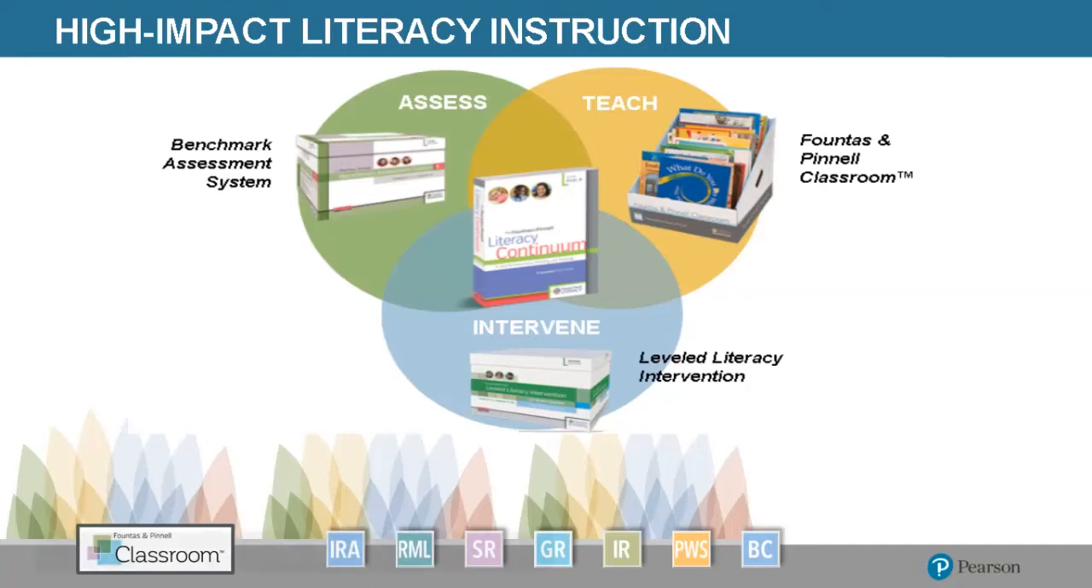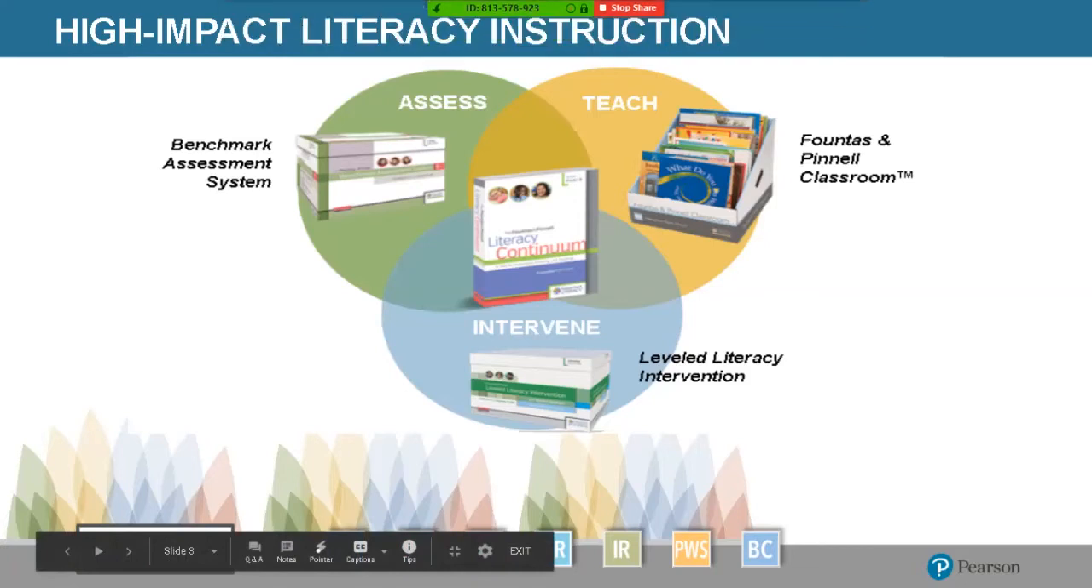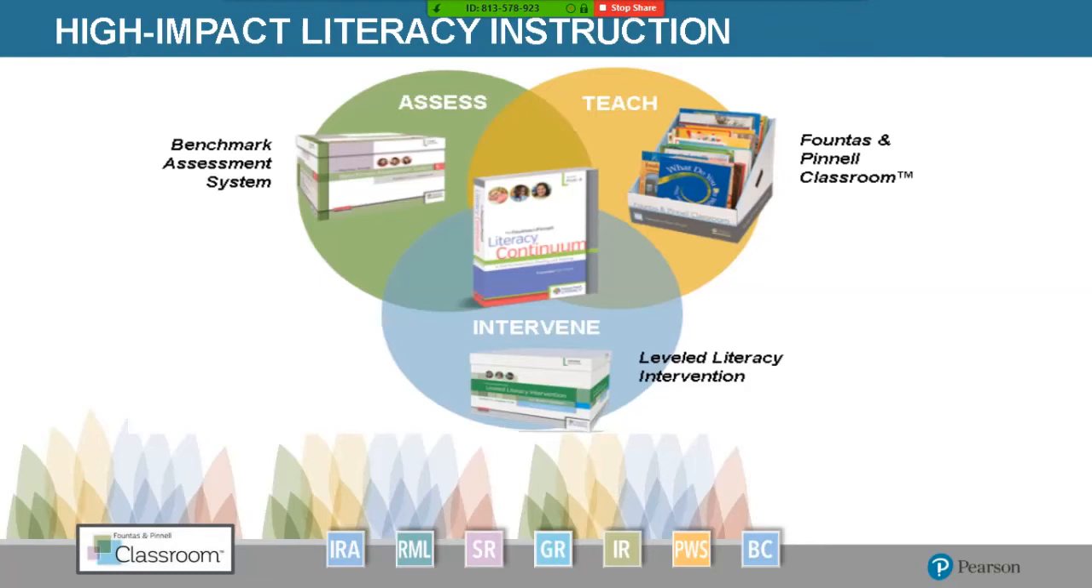And you'll actually find this, if you have benchmark assessment in your schools, you'll see this resource included in the benchmark assessment system box. Now, one of the reasons why I wanted to highlight this is just for you to get a sense of how Fountas and Pinnell Classroom came to be.